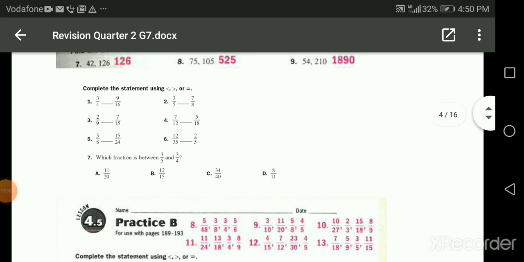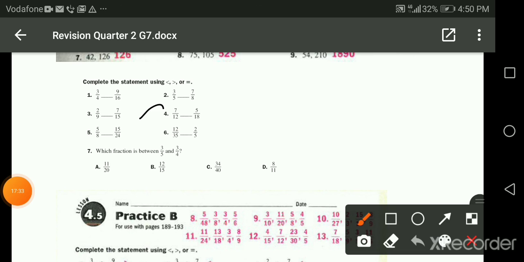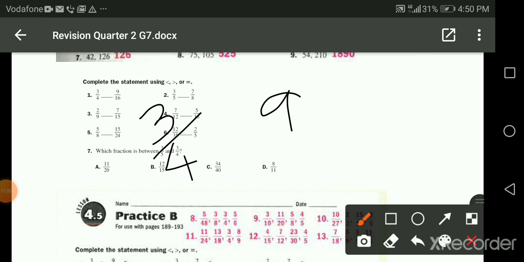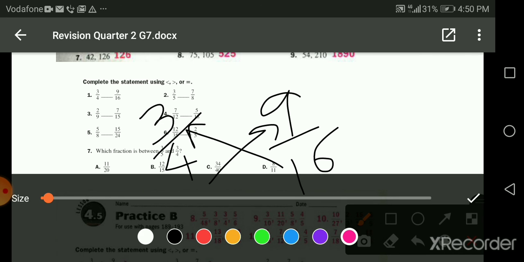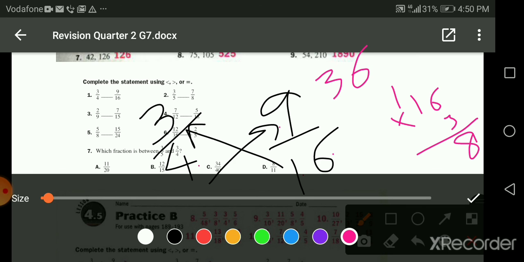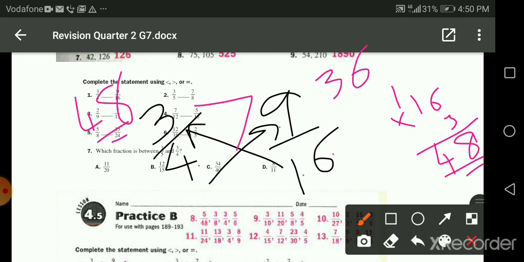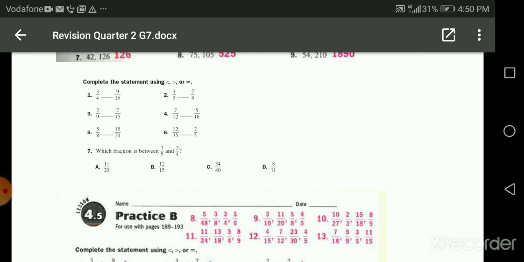Complete the statement using greater than, less than, or equal. And this is very easy. If you have here 3 over 4, and we have here 9 over 16, how can I compare? Do the scissors, right? So what about this? 4 times 9 gives you what? 36. We all can do it. 16 times 3. So we multiply 16 times 3. 3 times 6, what? 18, right? 3 times 1, 3, and 1, 4. So this is 48. This is 36. Which is greater? 48. Okay? It's easy. All of this, we do it like this.